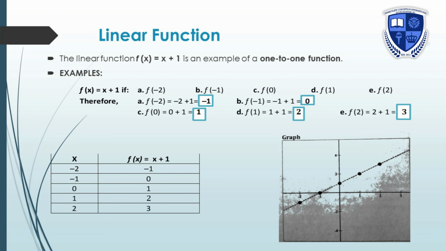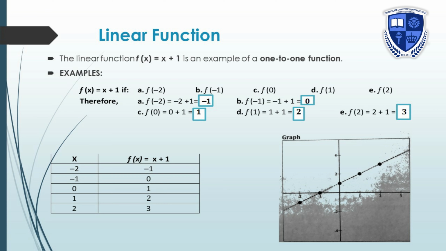So now, we will substitute in the given. Negative 2 plus 1 is equal to negative 1. So kung mapapansin niyo po, yung ating negative 2 ay nasa x. Then yung ating answer na negative 1 ay nasa y. Letter B, negative 1 plus 1 is equal to 0. So, mapapansin niyo po ulit class, yung ating negative 1 ay nasa x, then yung sagot na 0 ay nasa y.